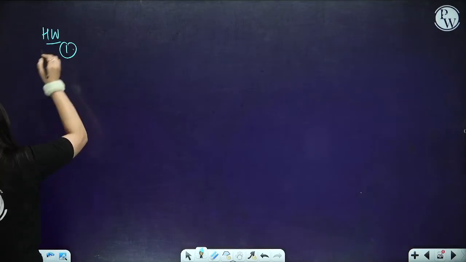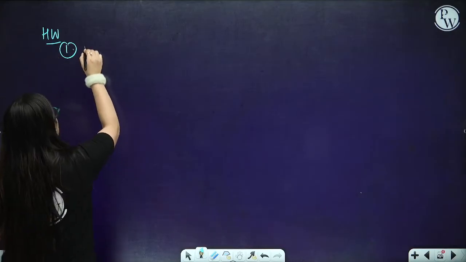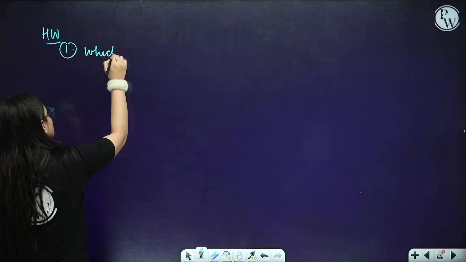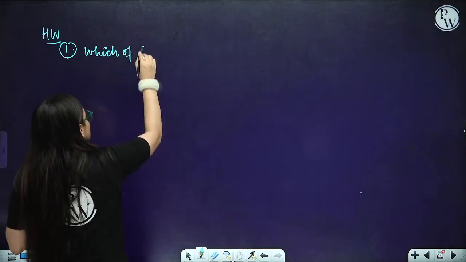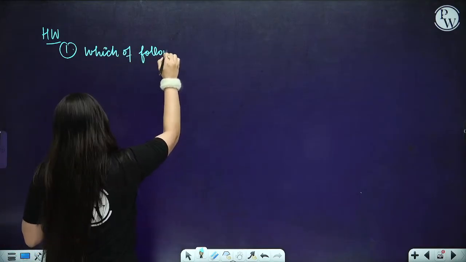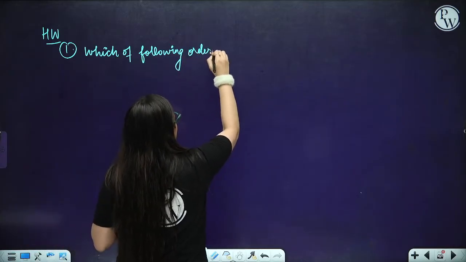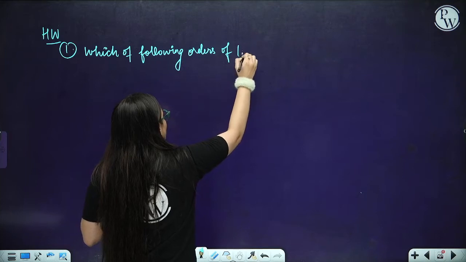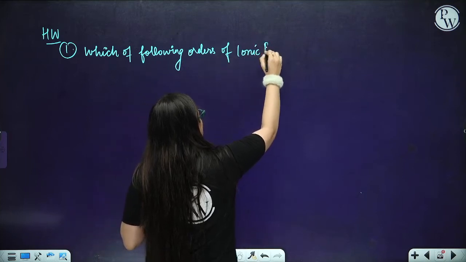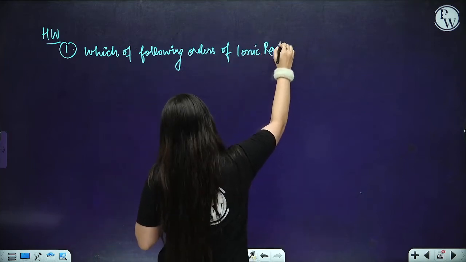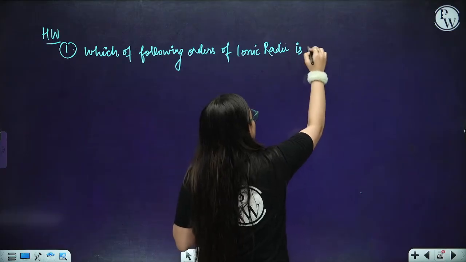First homework question for today is, which of the following orders of ionic radii is correctly represented?